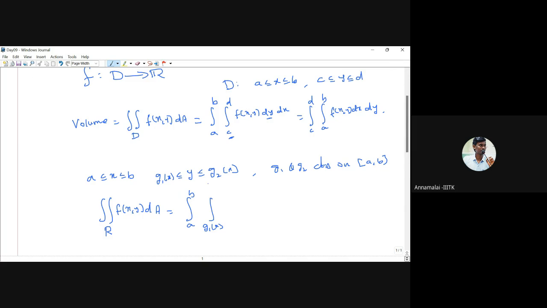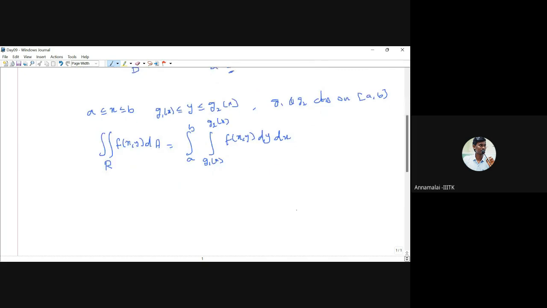to g2 of x. So first you have to evaluate the integral that contains the variable. Since the limits are in terms of x, first you have to integrate with respect to y, and after that you integrate with respect to x. So this is the first formula for Fubini.